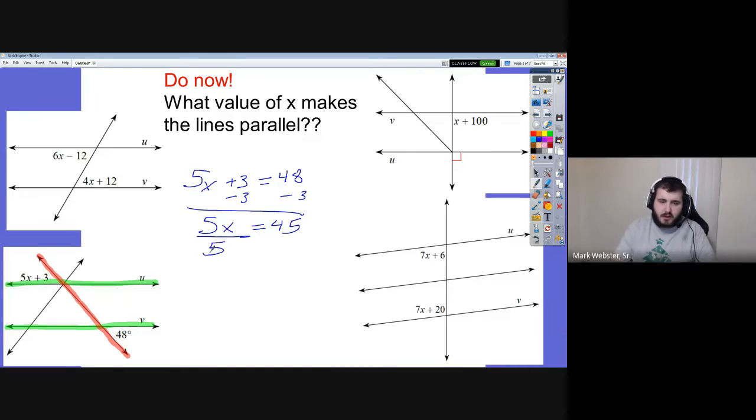And divide. X equals 9. And once again, all you have to do is plug it in to make sure that they're the same. 5 times 9 is 45 plus 3 is 48. That's all.